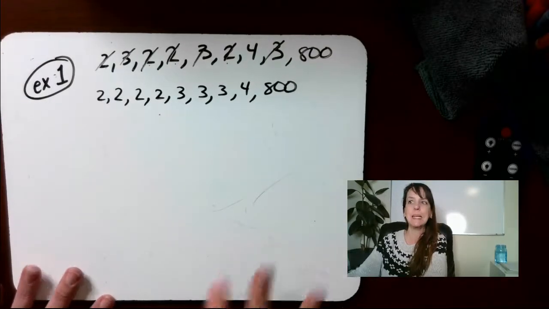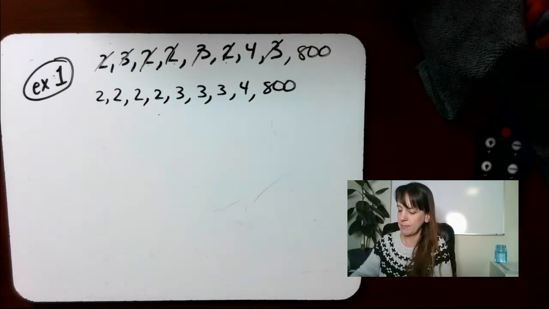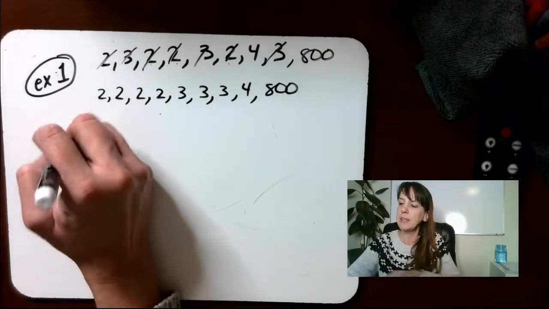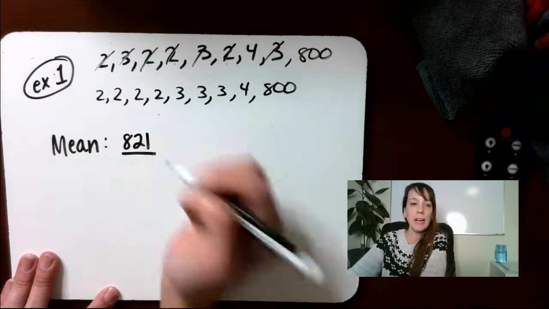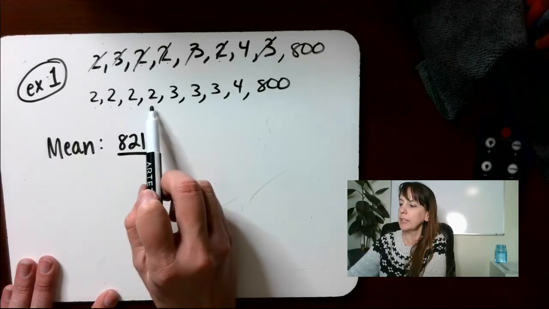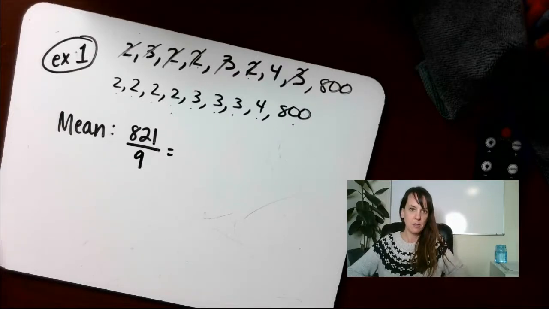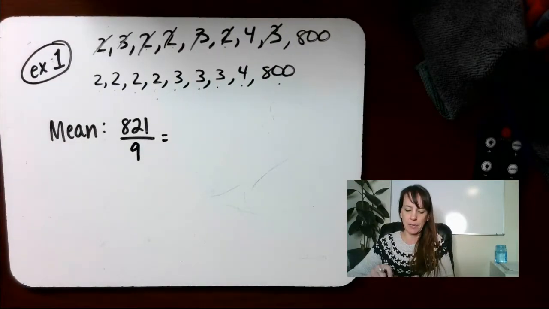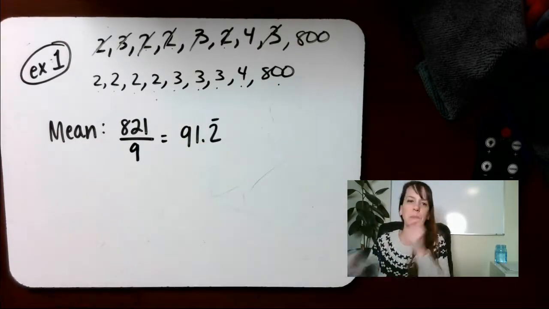All right, so finding the mean of these guys, that's always the easiest one. We're going to add all these up. So 2, 4, 6, 8, plus 3 plus 3 plus 3 plus 4 plus 800 gives me 821. So for finding the mean, we get 821, and then we need to divide it by the number of numbers, which is 9. So I counted up the number of numbers, right? We divide that by 9 and get 91.2, with a little line over it, but we can go with that.